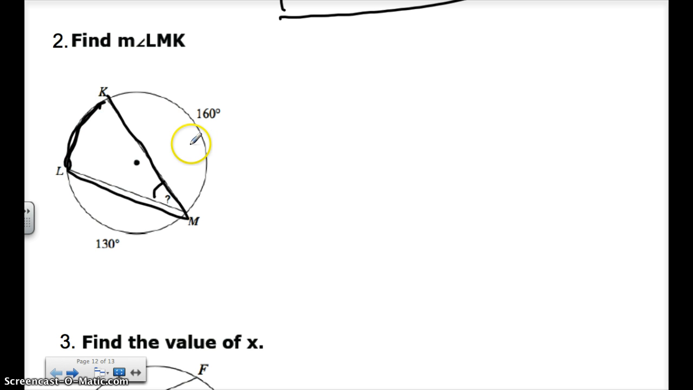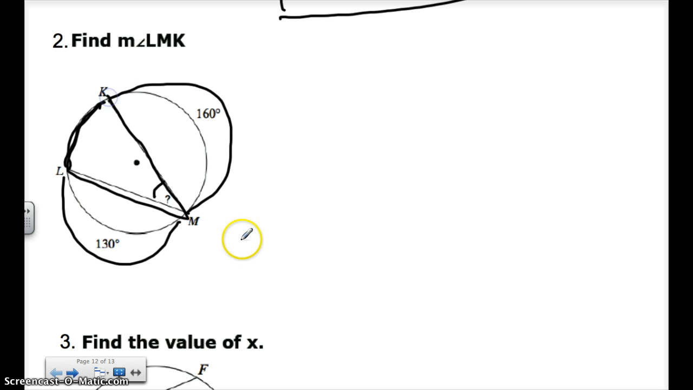Well, what information is given? Let's start there. I know that this arc right here, LM, is 130 degrees. So from here to here, this guy is 130. And I know that MK, from here to here, is 160. To find out the missing part, if you remember, all three arcs are always going to add up to 360 because it's a circle.